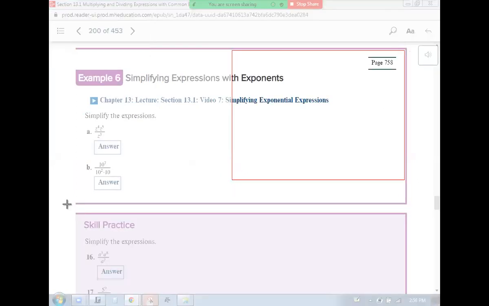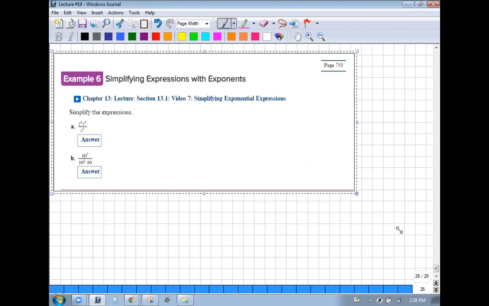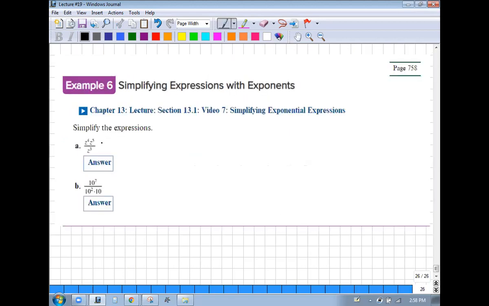Page 758. So here we have, I'll write it bigger here. We have z to the fourth times z to the fifth, divided by z cubed. So if you don't remember any of the rules and you just remember what an exponent is, z to the fourth is z times z times z times z. Z to the fifth is z times z times z times z times z. And then we're dividing by z cubed, which is z times z times z.